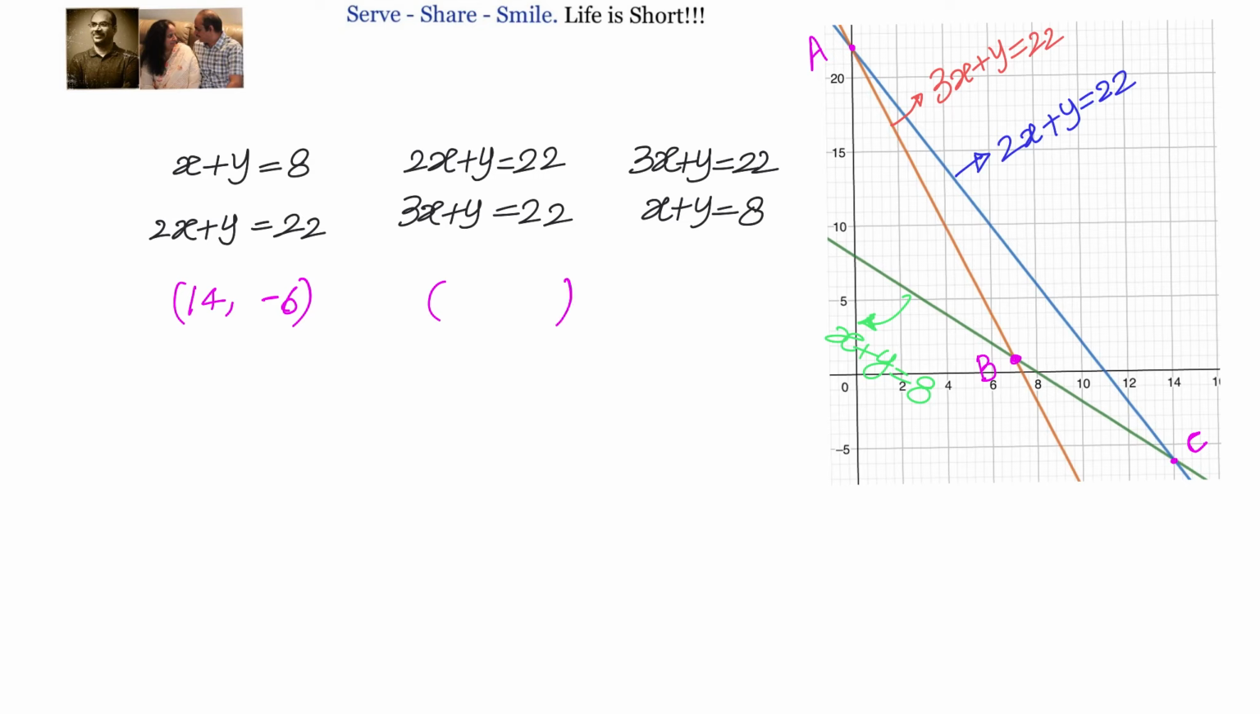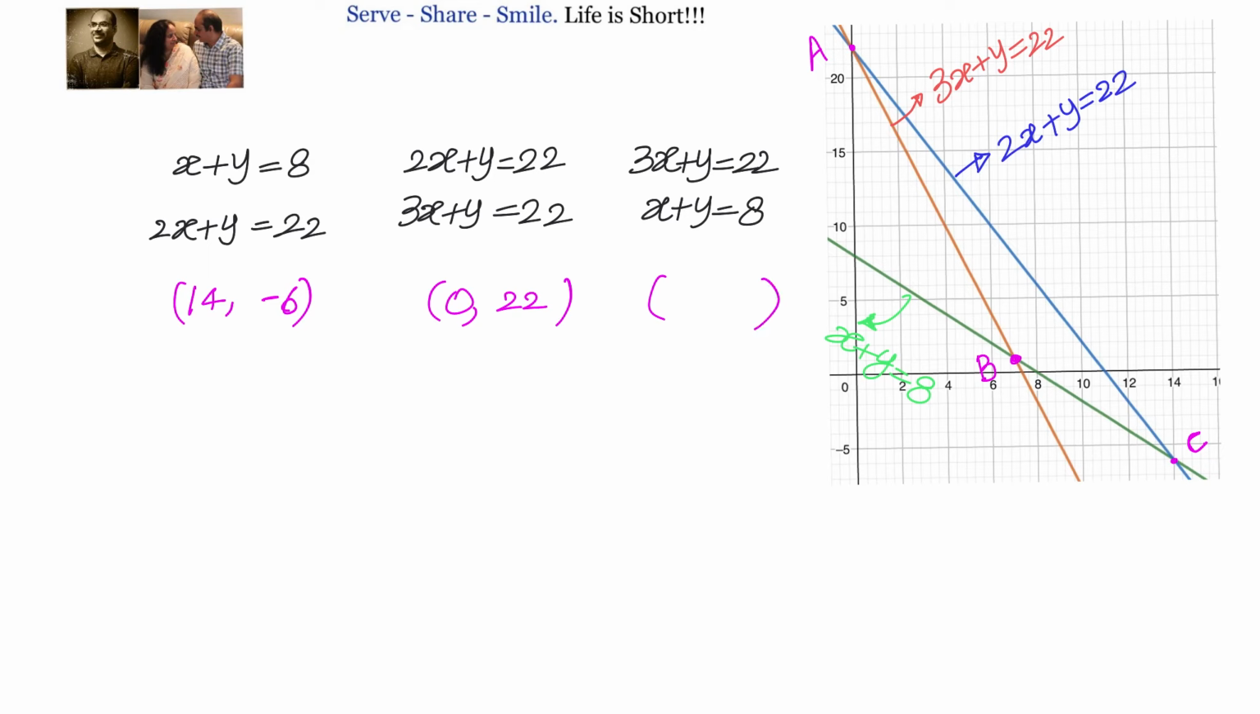We have 2x plus y is 22, 3x plus y is 22. So the same value you are getting, 22, on both the scenarios. That means x value should be 0 and y is 22. Let's go to the next one.